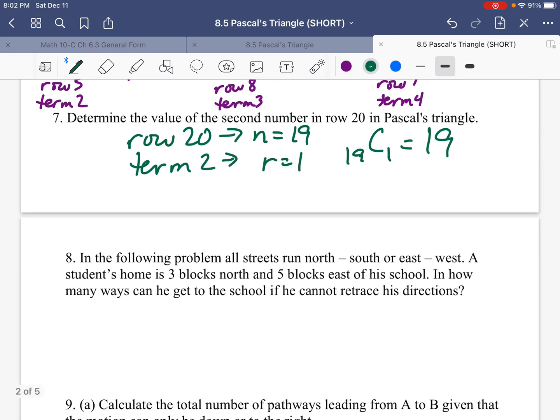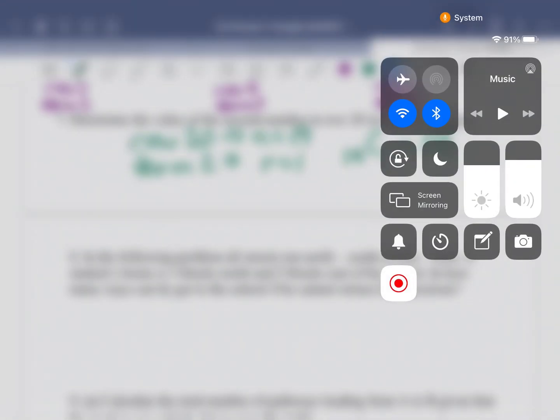Now, I'm going to pause there because that's the first half of this lesson. I want you to know it. Then we're going to go on into the applications. So any questions, shoot me an email. Otherwise, good luck.